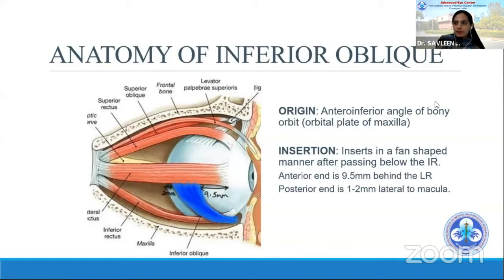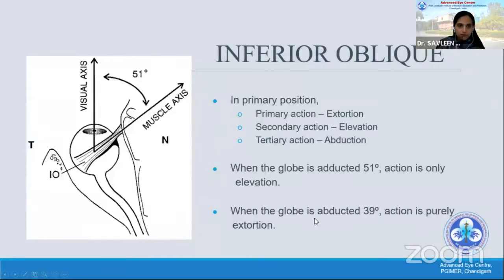The relevant anatomy of inferior oblique, which we must know before we proceed with any surgery, is that inferior oblique is a muscle which is not originating from where the rest of the muscles are. It originates from the antero-inferior angle of the orbit on the orbital plate of maxilla, and then inserts in a fan-shaped manner. Below the inferior rectus it passes and then goes behind the lateral rectus, approximately getting attached around 9.5 mm behind the lateral rectus, and its posterior end is around 1 to 2 mm lateral to the macula.